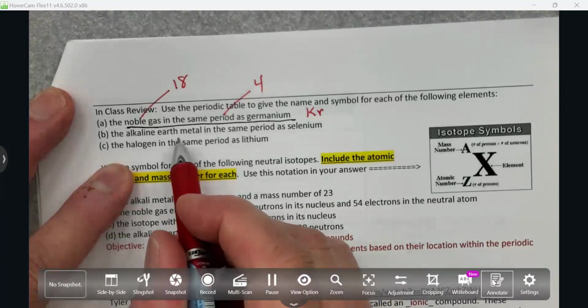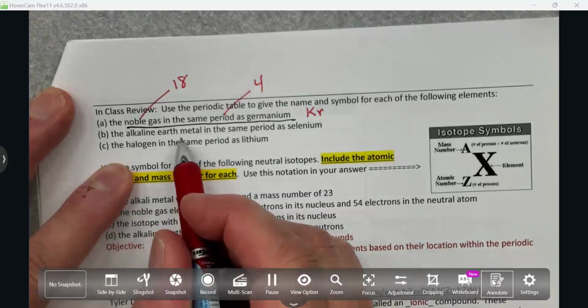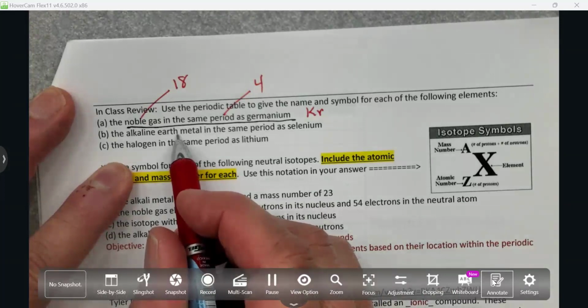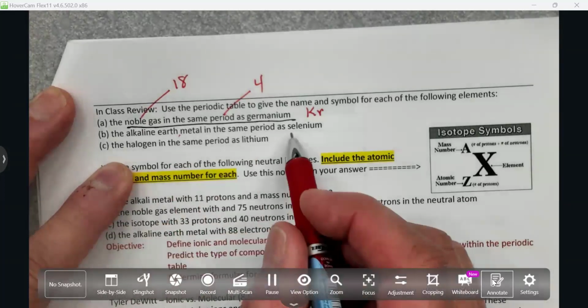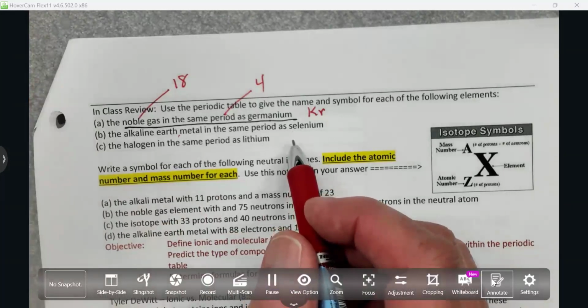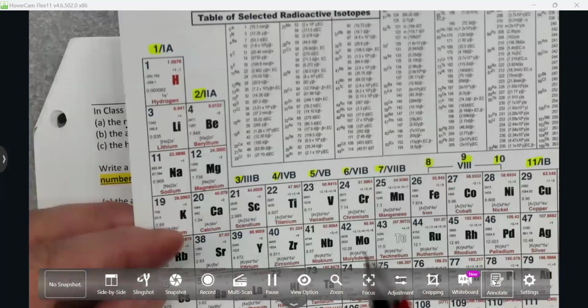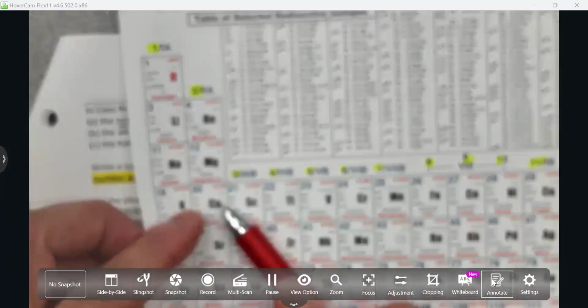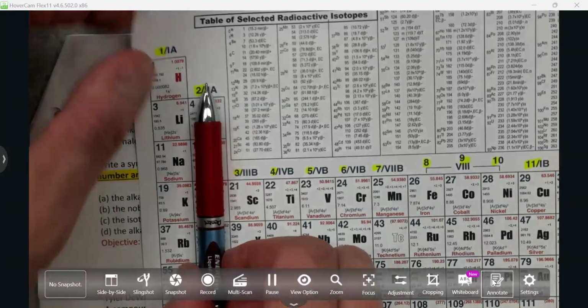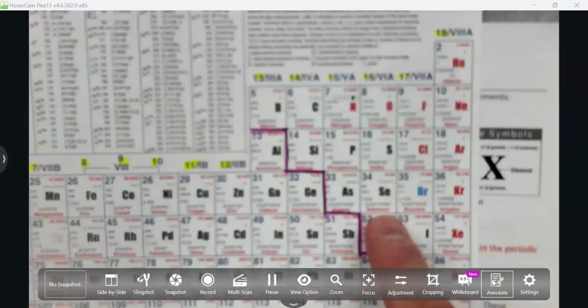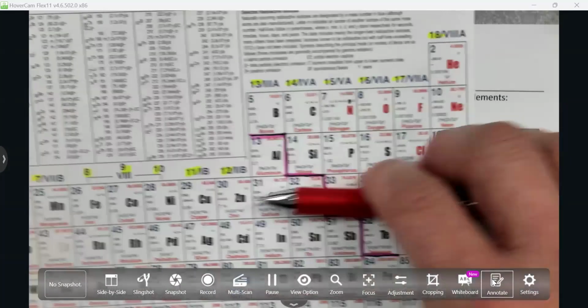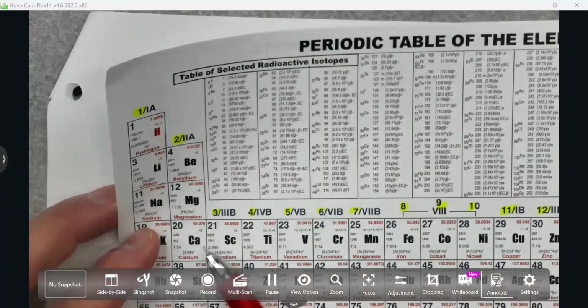Alkaline earth metal. Alkaline earth metal is in group 2, same period as selenium. That's in group 2. Same period as selenium, which is right here. So we're going to go across, and we're going to end up with calcium.